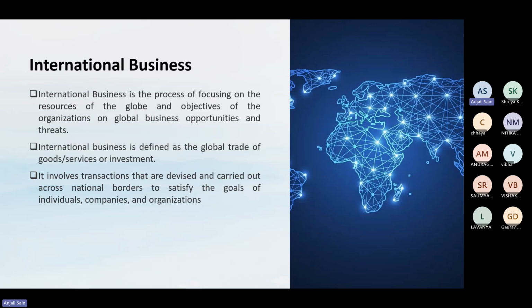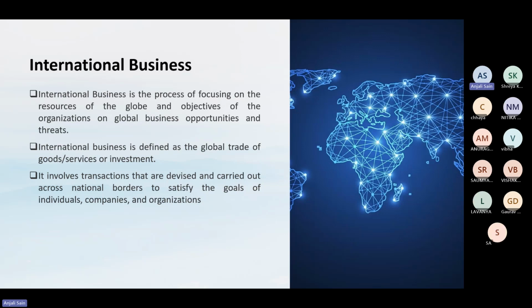So what does international business mean? We focus on the resources which are available in the outside world. Like, we are working in country A and country B has more resources which are available at a low cost. Okay, so then we'll focus on that country for our benefit, for the business opportunities that country B offers to us.